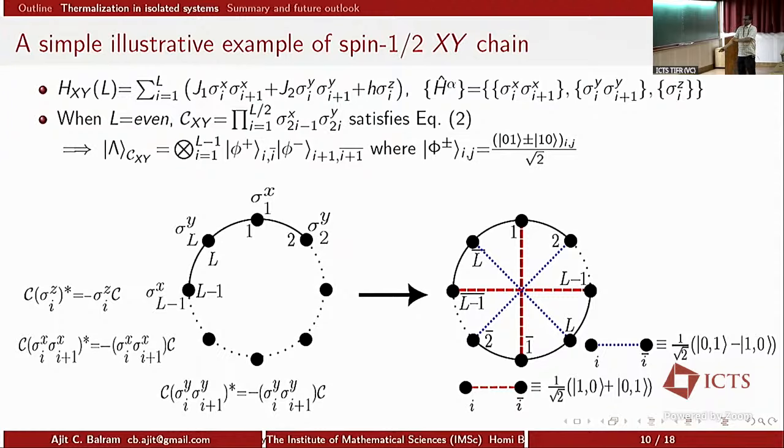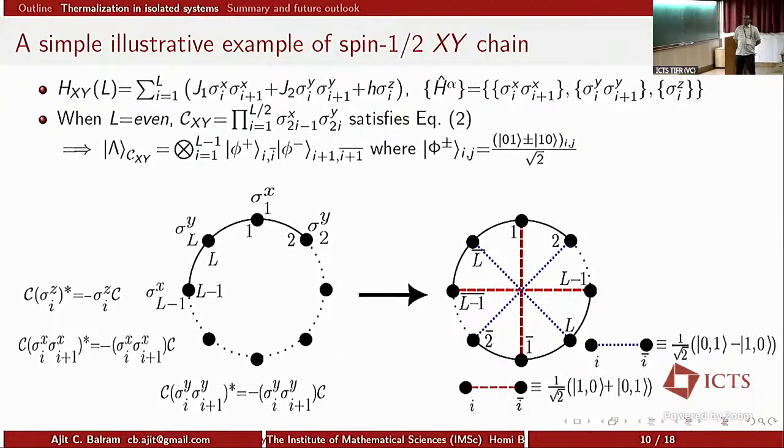Okay, so let me now give you an example of how this cancellation actually happens. For this, I'm going to pick the spin half XY chain. This is actually an integrable model, but it's useful to keep this in mind to see how the cancellation goes. So what is the Hamiltonian? The Hamiltonian is J1 sigma I x, sigma I plus 1 x. So this is the XX term. Similarly, you have a YY term. And then you have a term which is sigma Z, which is just the field put in the longitudinal direction. So now, to go back to my theorem, I consider this as being composed of 3 kinds of terms, that is alpha. So alpha is 1, 2, and 3 here. So that's the XX term, the YY term, and the Z term.